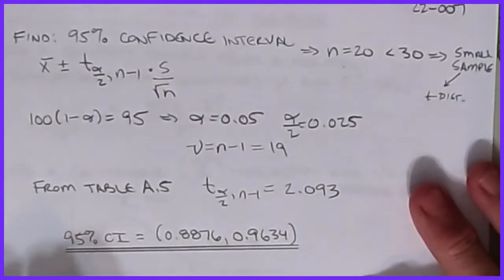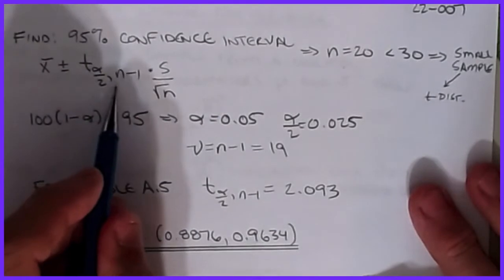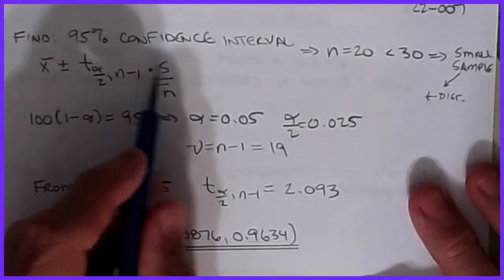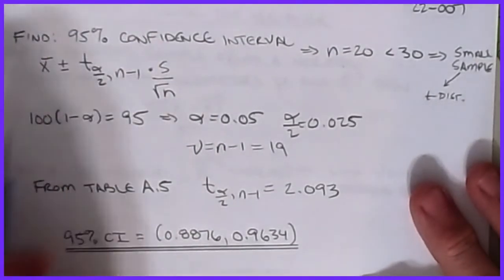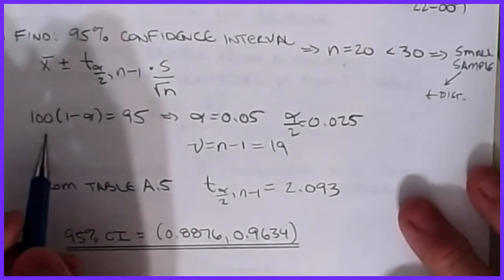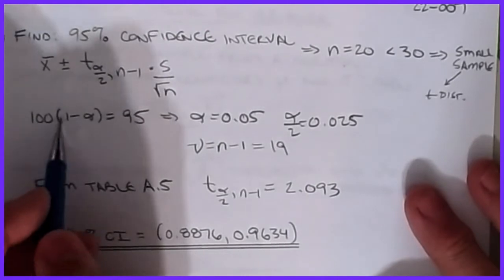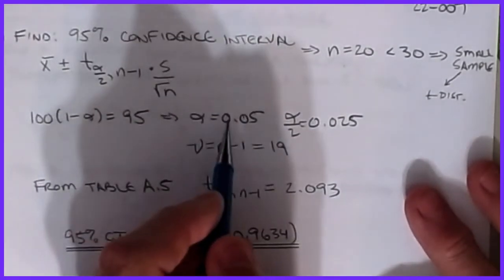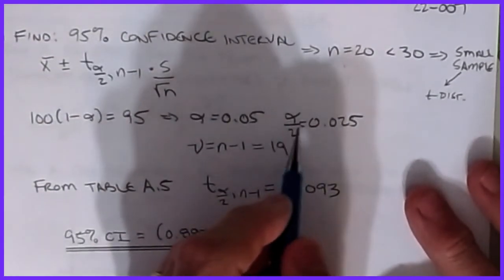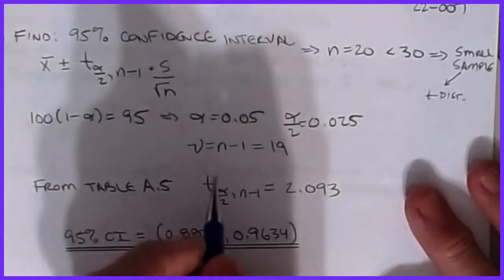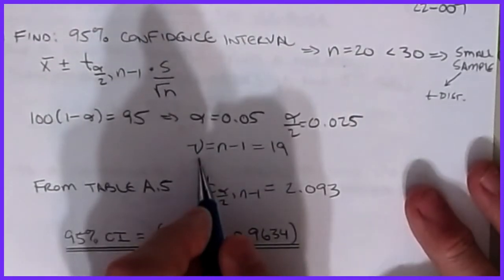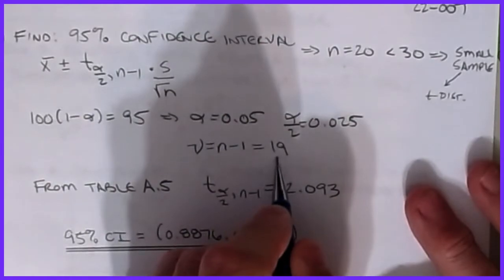All right, and so we know that our formula then is x bar plus or minus t alpha over 2 with n minus 1 times s over the square root of n. And then for, say, a 95% confidence interval, 100 times 1 minus alpha is 95, so alpha is 0.05, and then alpha over 2 is 0.025. And then with that, I know that my degrees of freedom is n minus 1, or 19.